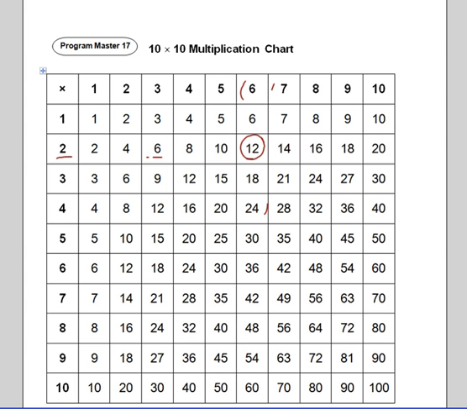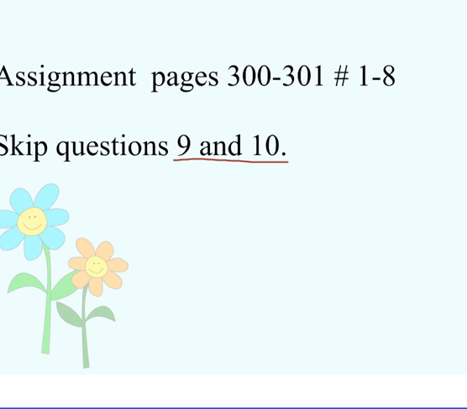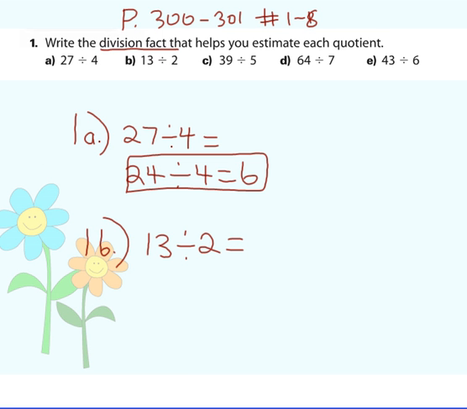And that's 12. What's on top? 12 divided by 2 equals 6. 12 divided by 2 equals 6 can help us solve this equation. So 12 divided by 2, notice that 2 and 2 is the same, 4 and 4 is the same, equals 6. And that's our answer. That's the division fact that helps you estimate each quotient. 12 divided by 2 equals 6.